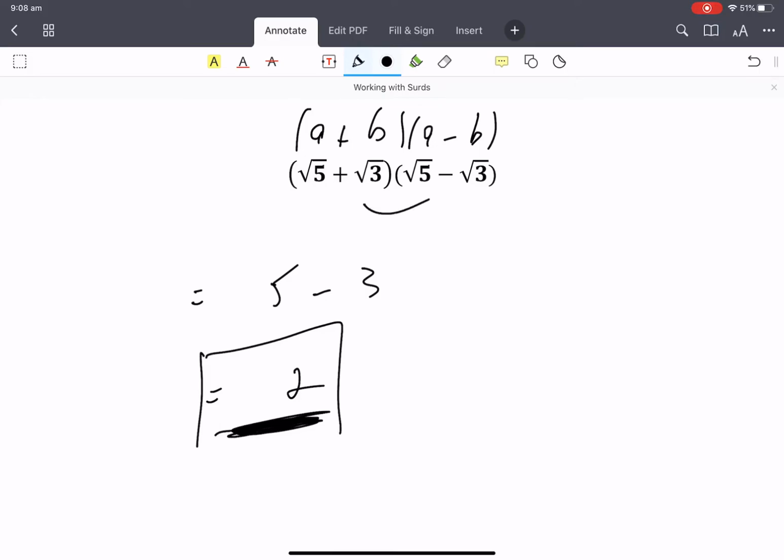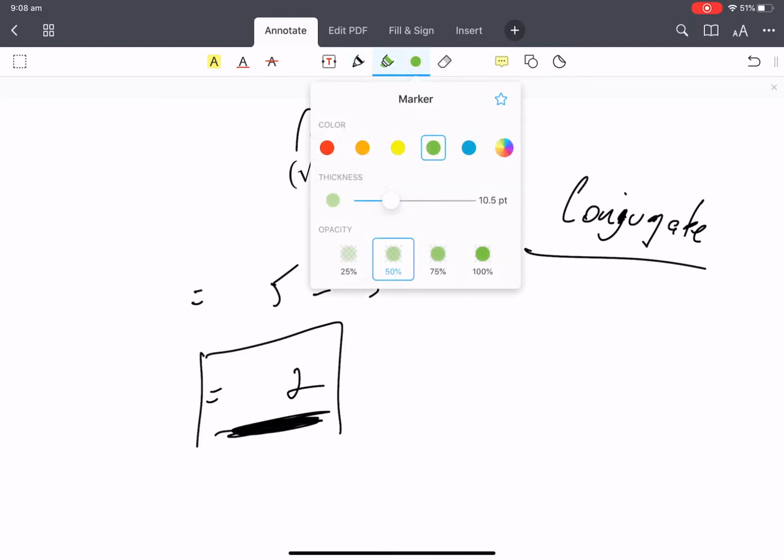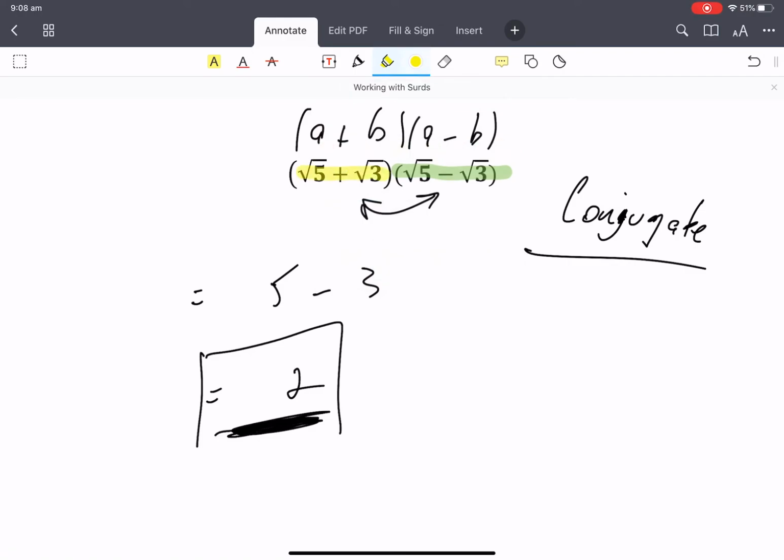This relationship here is called a conjugate, if I can spell. It's a J. Conjugate. These two things here are conjugates. That and that, they're different, but they're conjugates. They've got a special relationship, and that relationship is it gets rid of anything that looks like a surd.